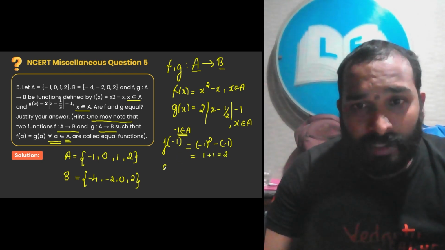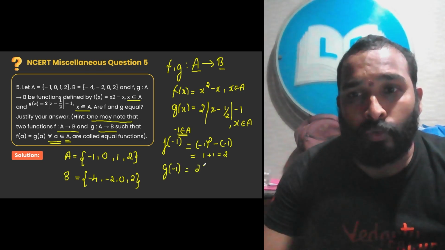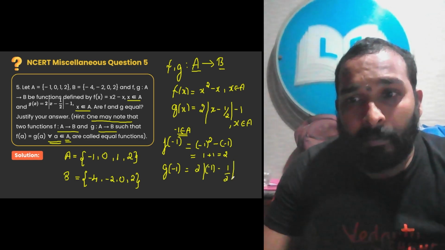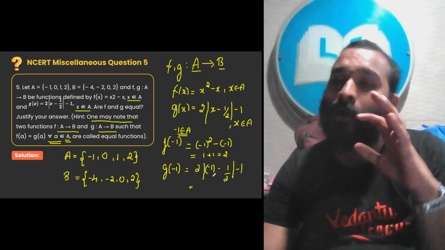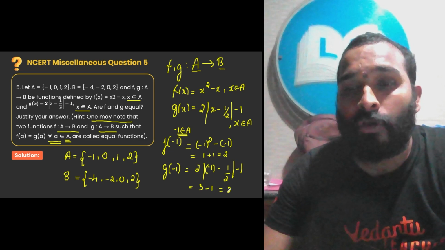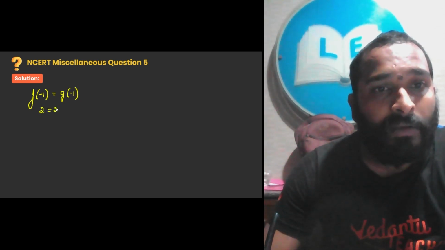Now let us check what is g of minus 1. Tell me what is g of minus 1 here, children? G of minus 1 will be 2 times modulus of minus 1 minus 1 by 2, minus 1. So what is inside the modulus? Minus 1 minus 1 by 2 is minus 3 by 2, which becomes plus 3 by 2. So the 2 gets cancelled, 3 minus 1, and even here you're getting 2. So what is the conclusion we can write? Observe this very carefully, because of the values we got, we can write f of minus 1 is equal to g of minus 1, which is 2. So this is equal. Clear? Yes, children, is this clear?